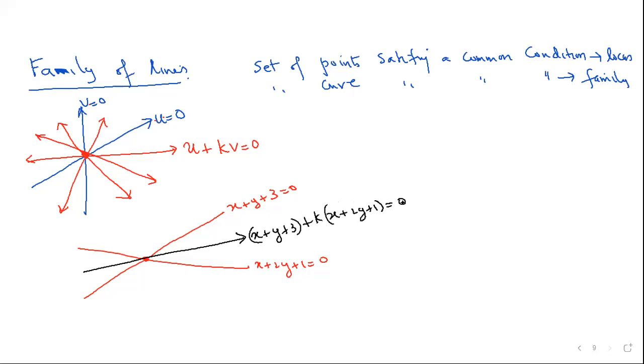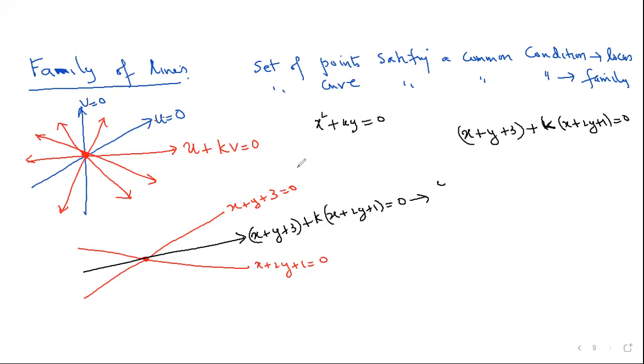Now give me the logical reason behind it. First of all, is this a line? If I write this equation, x plus y plus 3 plus k into x plus 2y plus 1 equal to 0, what does this k stand for? Any real number, it does not matter. Each real number will give you one line. First of all, you tell me, does this equation represent a line? How do you come to know that an equation represents a line?